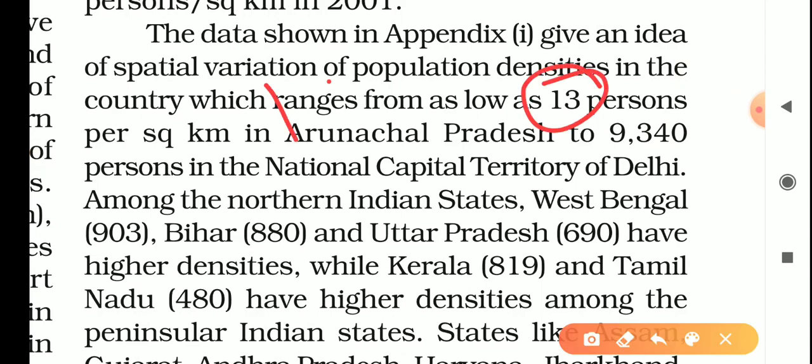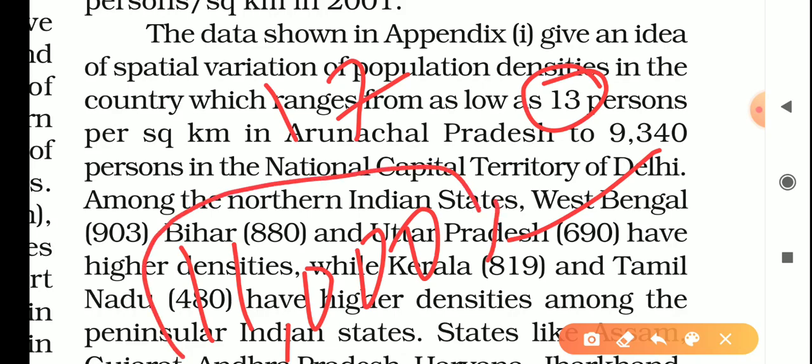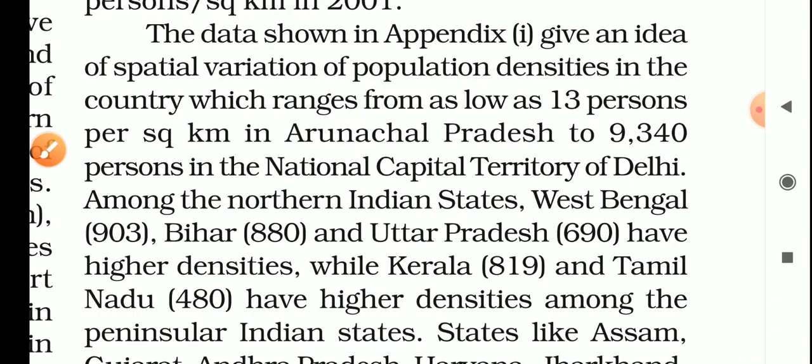This becomes 17 around, and Delhi becomes 11,000 persons per square kilometer. It means this many people are living in Delhi per square kilometer area. So you can assume how crowded it is in Delhi or other cities.